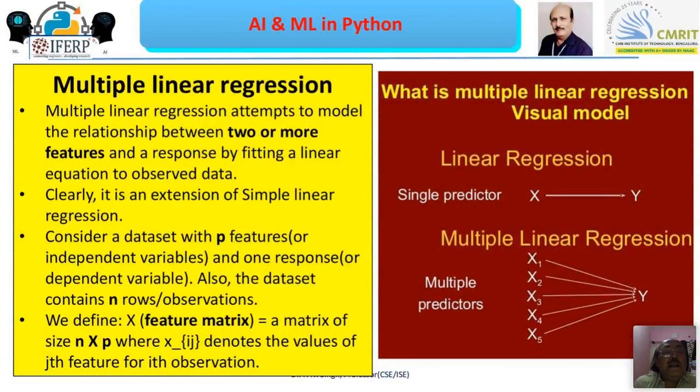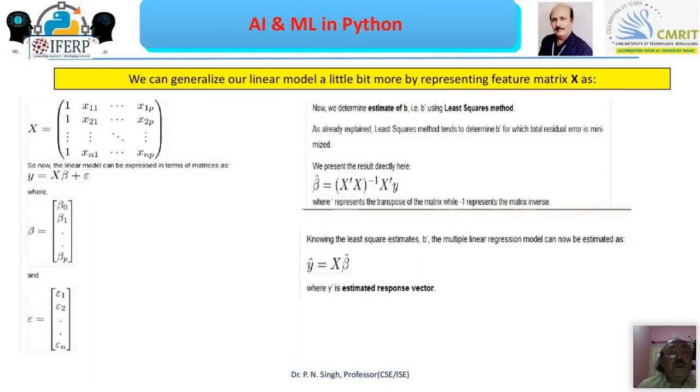Like that, if it is multiple linear regression, some of the values have two or more features and a response, fitting a linear equation to observed data. Clearly, it is an extension of simple linear regression, because there are multiple predictors: X1, X2, X3, X4, X5. These are multiple linear regression. I will take the bank rate of interest, and whether it increased or decreased, and whether employment increased or decreased in a particular time frame. So here we have taken this formula and how it is computed.